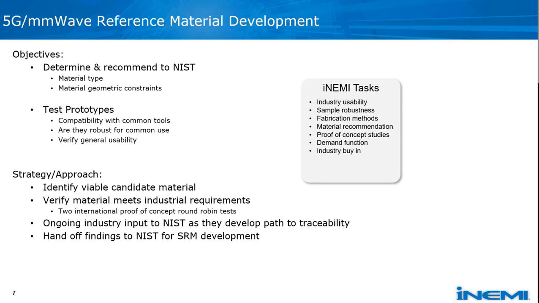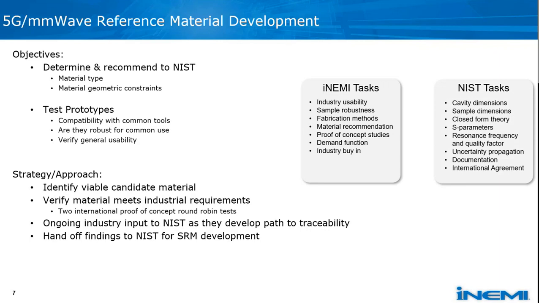And in parallel to that, we have a bunch of NIST tasks that are involving finding ways to come up with the traceable dimensions for the different cavities that are used for the measurements, finding how to find traceable measurements for the actual samples, looking at the accuracy of S parameters, all of the detailed technical work that's required to ultimately come up with a standard that would be accepted by the international community. And we'll talk a little bit more about this later. We'll have Lucas come in and go through some of the updates on this front.